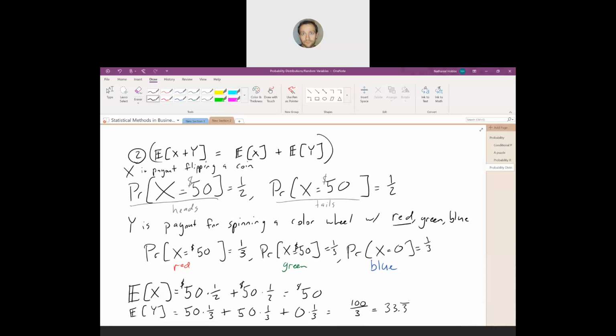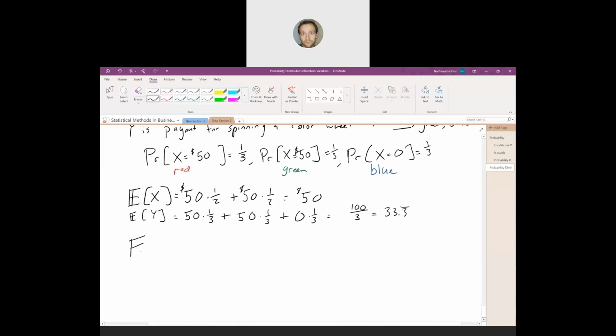Yeah, so the expected value doesn't need to be one of the outcomes. In this case, you play this game over and over. A lot of times you win $50, sometimes you win nothing, but on average, you could expect to earn 33-ish dollars when you're summing up over many things. Okay? All right.